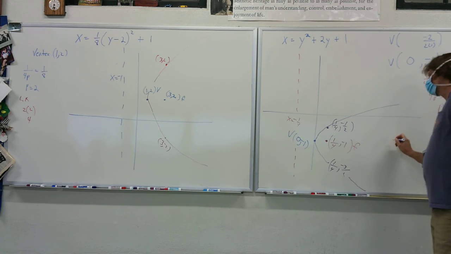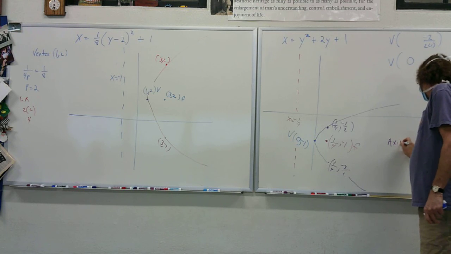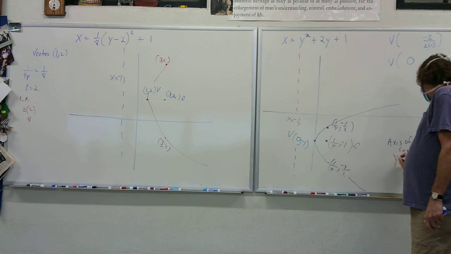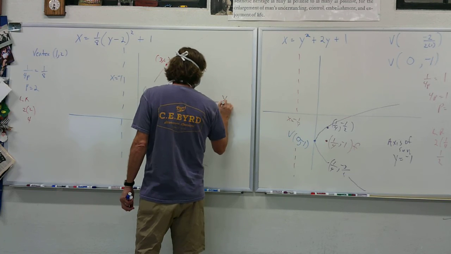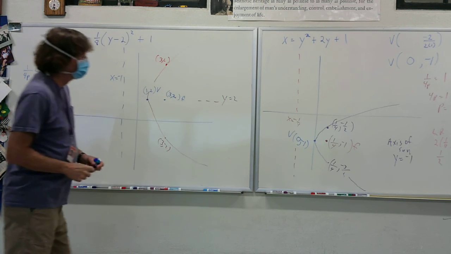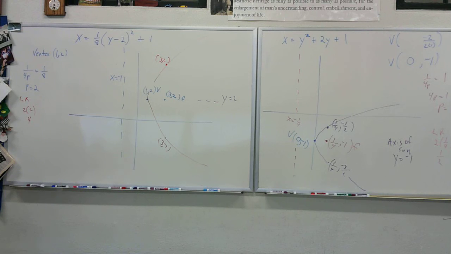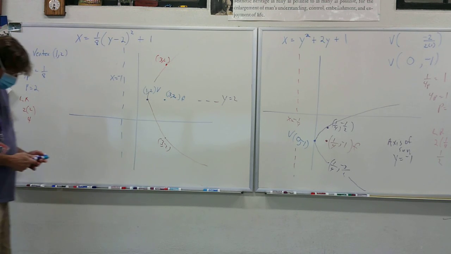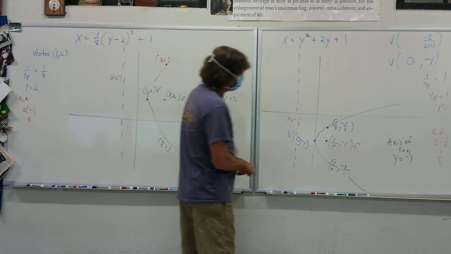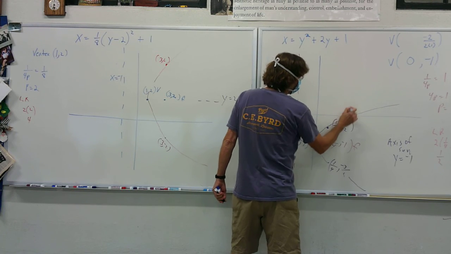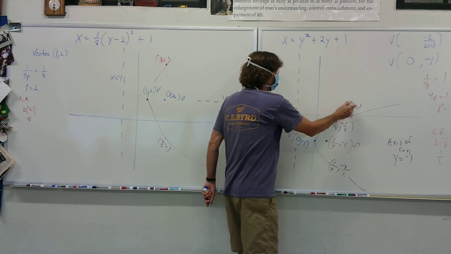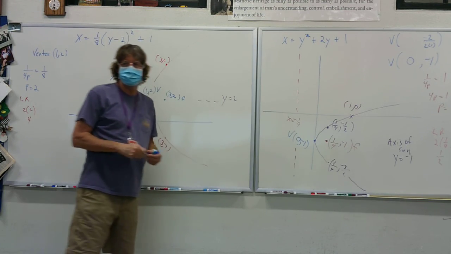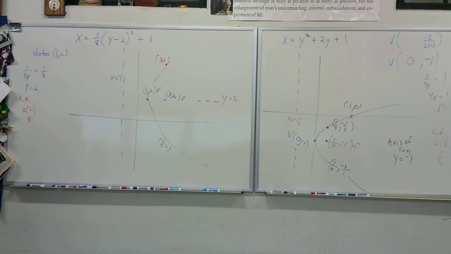Oh, and don't forget axis of symmetry, ladies and gentlemen. Axis of symmetry on these. This one would be y equals -1. And the axis of symmetry on this one is what? Y equals 2. Now, it crosses the x-axis right here. The y value is 0. You get 1. Right. And that's how we want it to look.